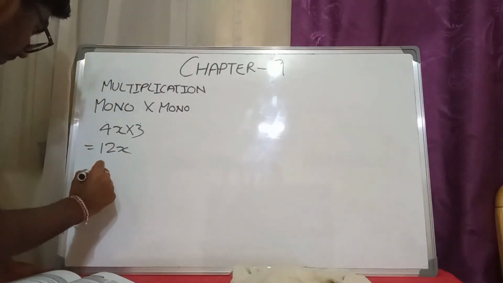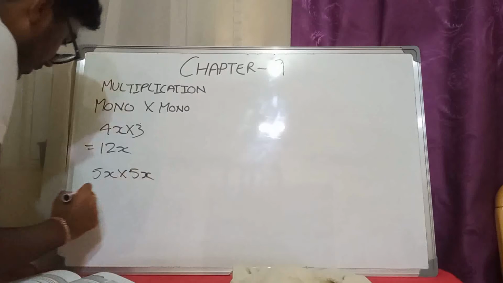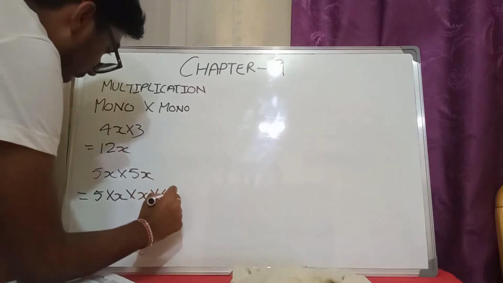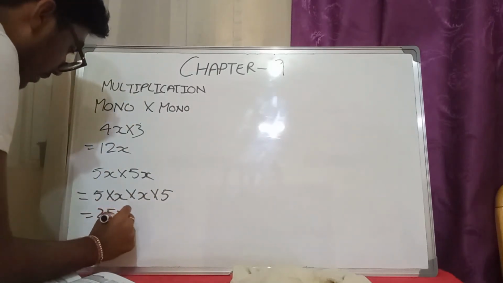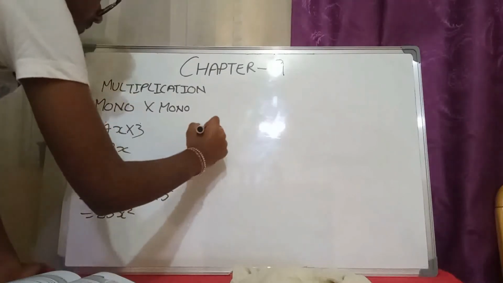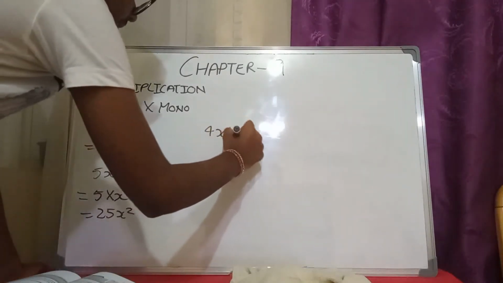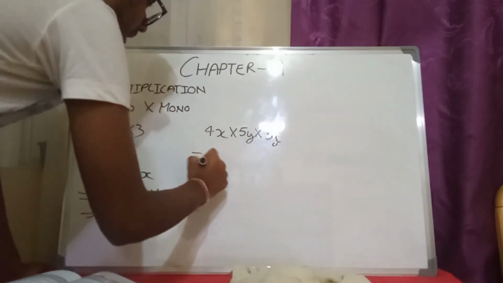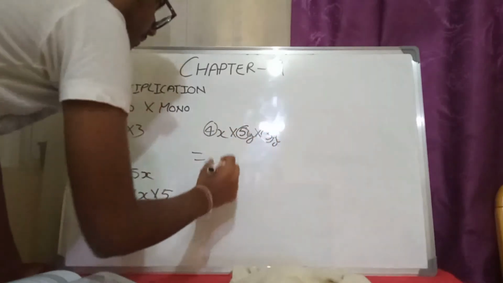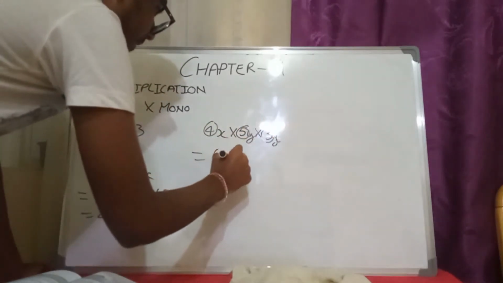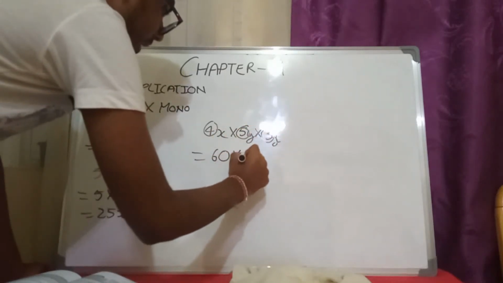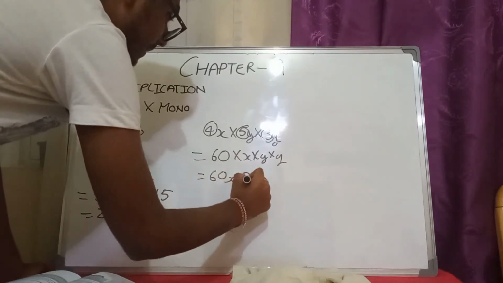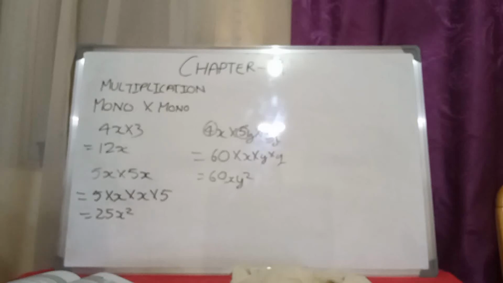Then, for example, now we get 5x into 5x. So this is nothing. 5x into 5x will be like 5 into x into x into 5. So this is equal to 25x square. Simple. Now, for example, take 4x into 5y into 3y. Now we will multiply these. We'll get 4 into 5, 20, 20 into 3, 60. 60 x y y. So into x into y into y equals 60xy square. So this is nothing but a normal multiplication, how we do.